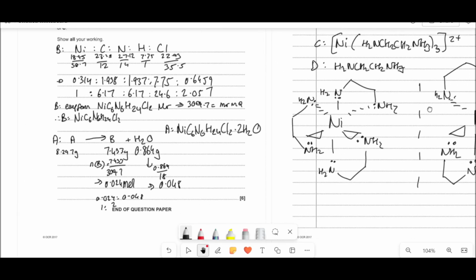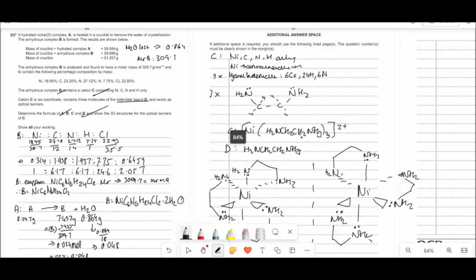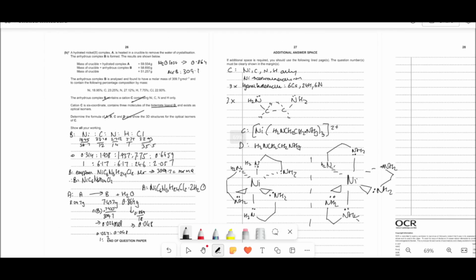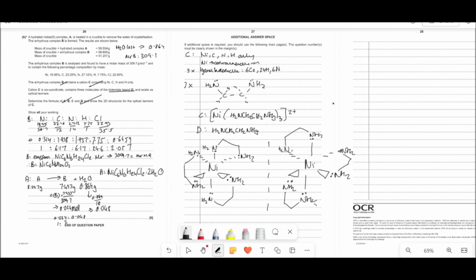If you do it logically and step by step like that, you will never fumble these questions in the world. Don't get thrown off by the fact there's loads of numbers here. Collect the pieces together and be like, how am I going to solve this problem?